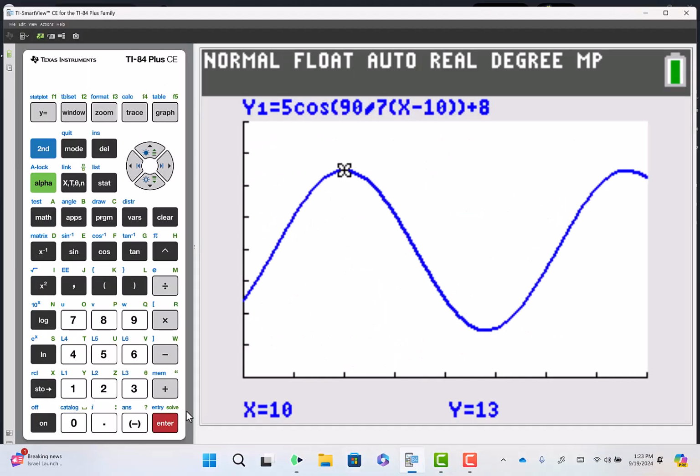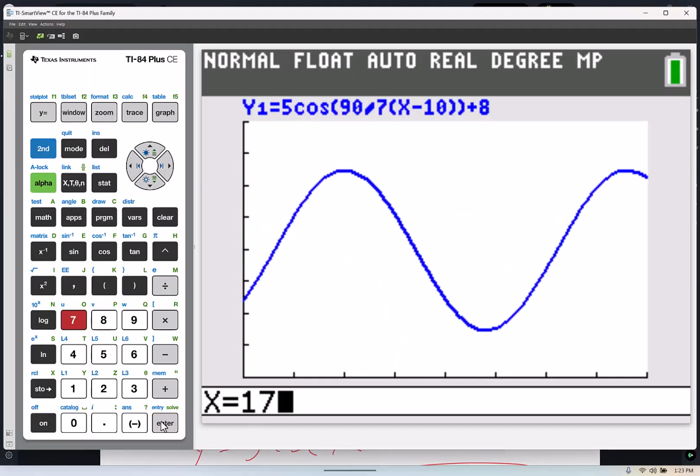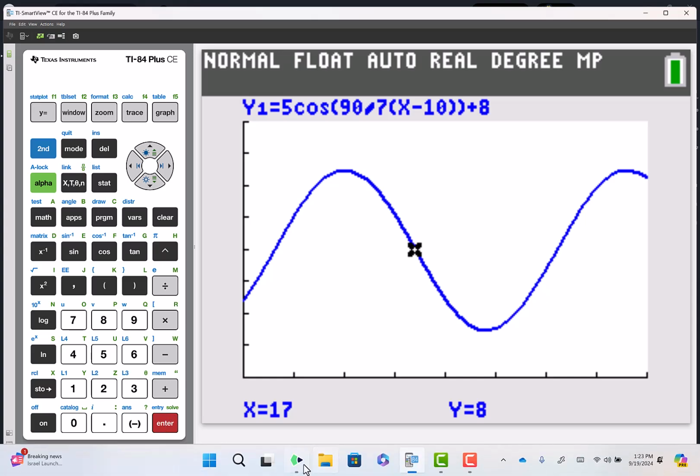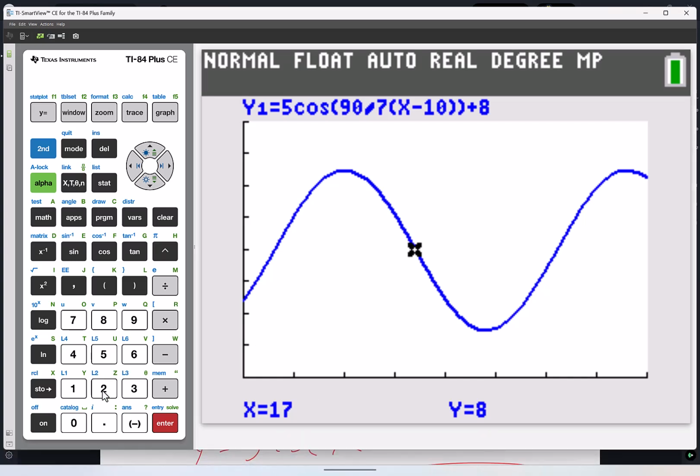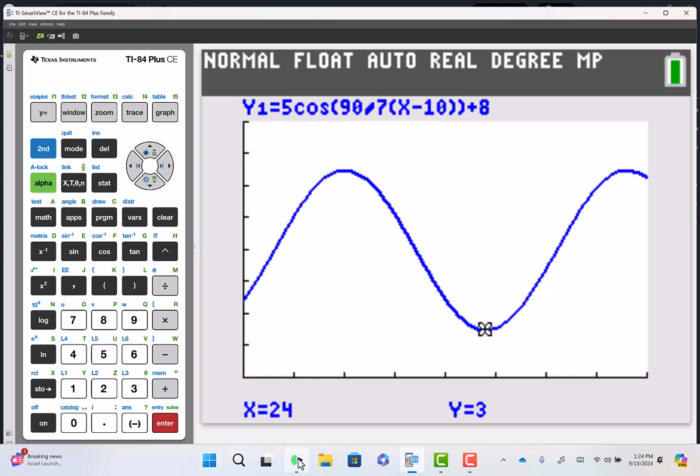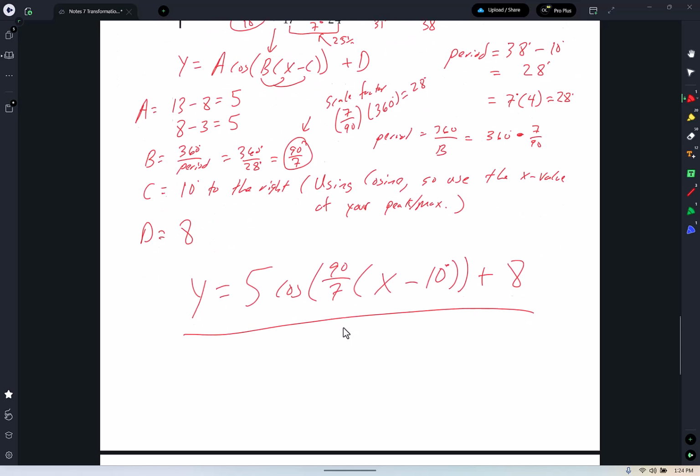So I'm going to push 17. Enter 8. Yep. Next one, let's see. 24. I'm going to push 24. Enter 3. Yep, it works, guys. Cool, right? Okay. So now we're done with that. Go to the next page.